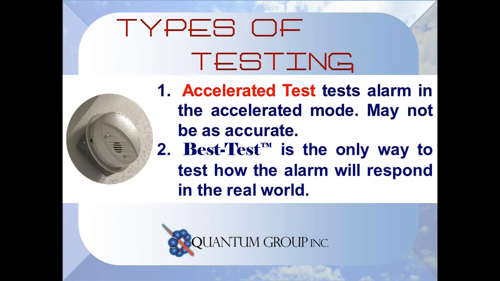Types of testing. There are two types of testing. There's an accelerated test and there's what we call the BEST test. They're basically two different types of testing. The accelerated test, you press a button that makes your alarm much more sensitive, and therefore you can test it in a shorter period of time. However, that's not what happens in the real world, so it's not a real-world test. BEST test is the only way that you can test the alarm in a real-world condition. That is unaccelerated, the normal mode.